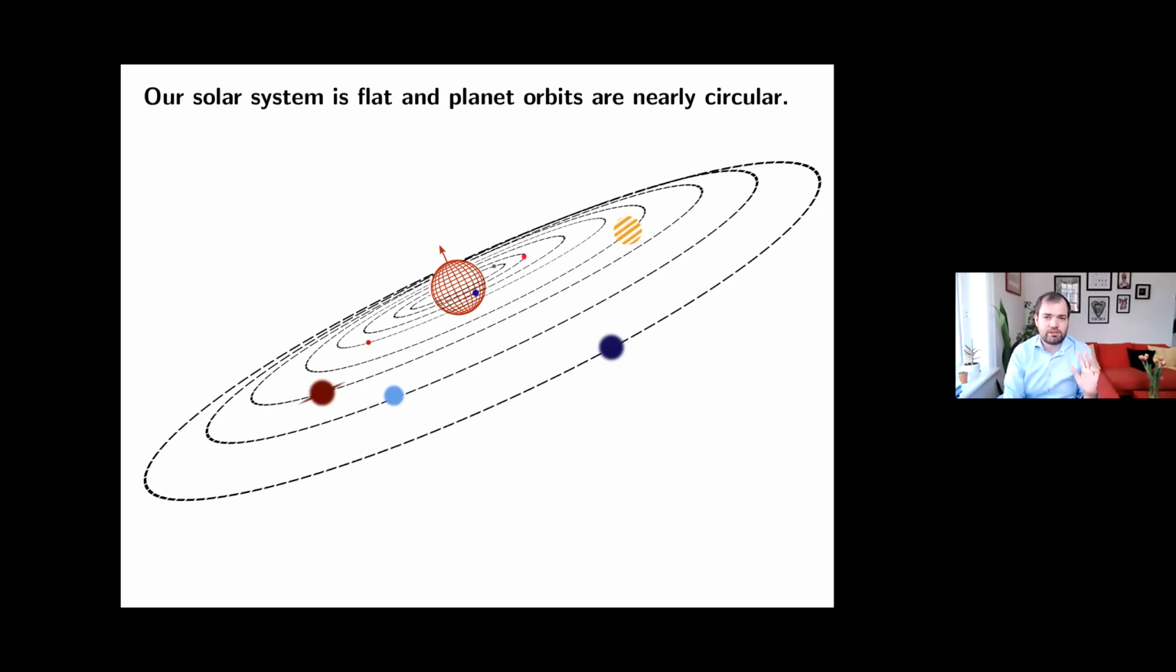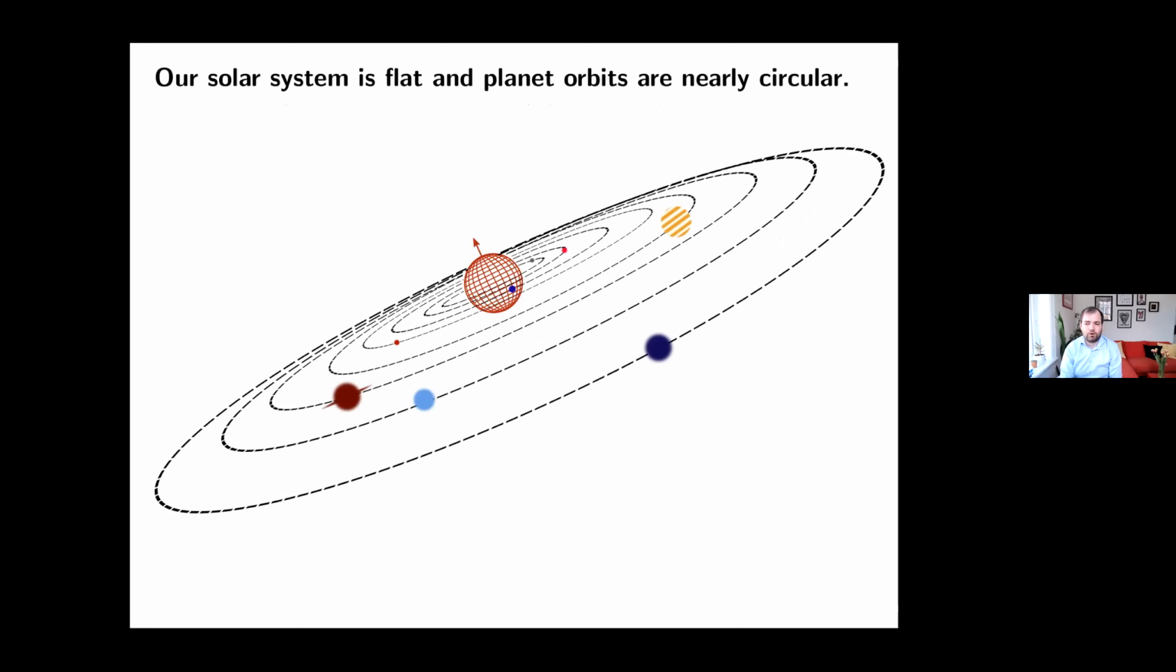The rotation of the sun is more or less aligned with the plane of the planets, and all these planets are more or less in the same plane. We sometimes call it a bit of a pancake model. Everything there is really in the same plane, and also these orbits are fairly circular. They're essentially all nearly circular orbits.